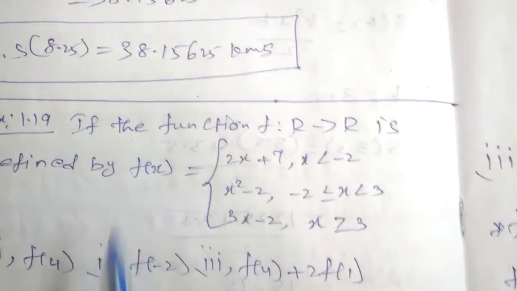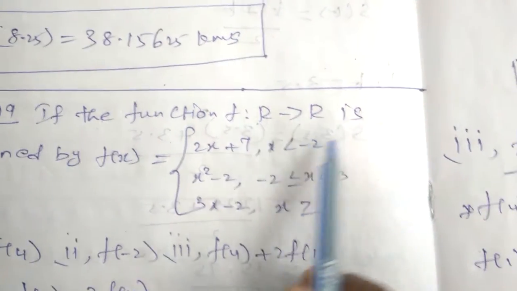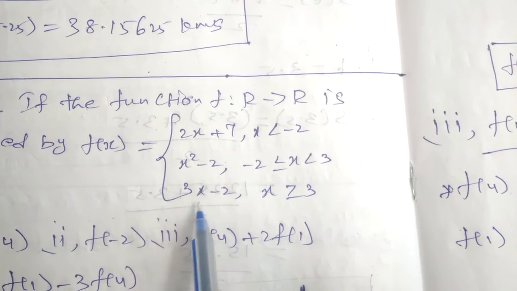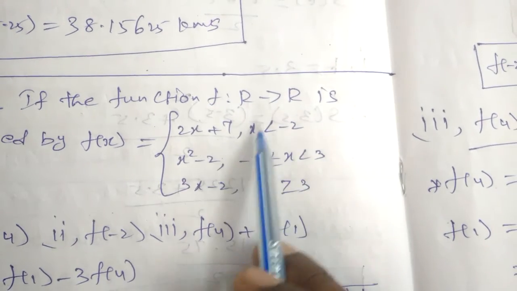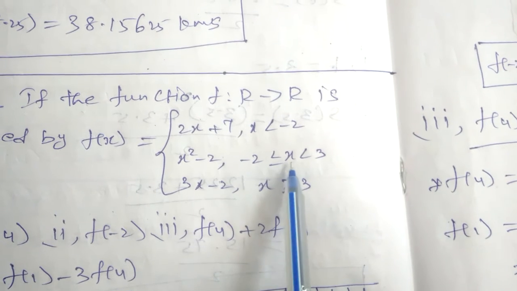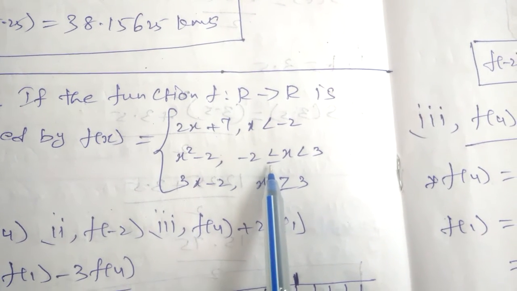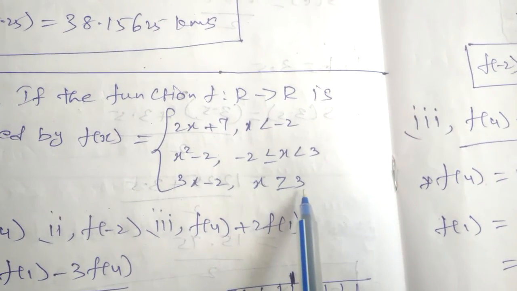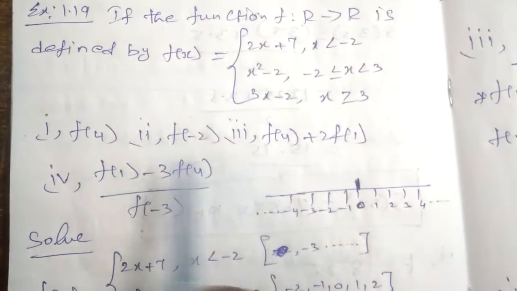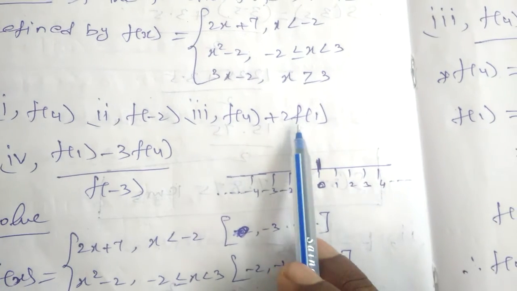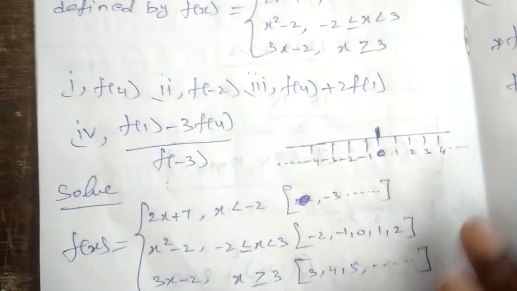Example 1.19. If the function f from R to R is defined by f of x equal to 2x plus 7, x squared minus 2, 3x minus 2, with the conditions x less than minus 2, x greater than or equal to minus 2 and less than 3, and x greater than or equal to 3. Given four questions: find f of 4, f of minus 2, f of 4 plus 2 f of 1, and the fourth one.